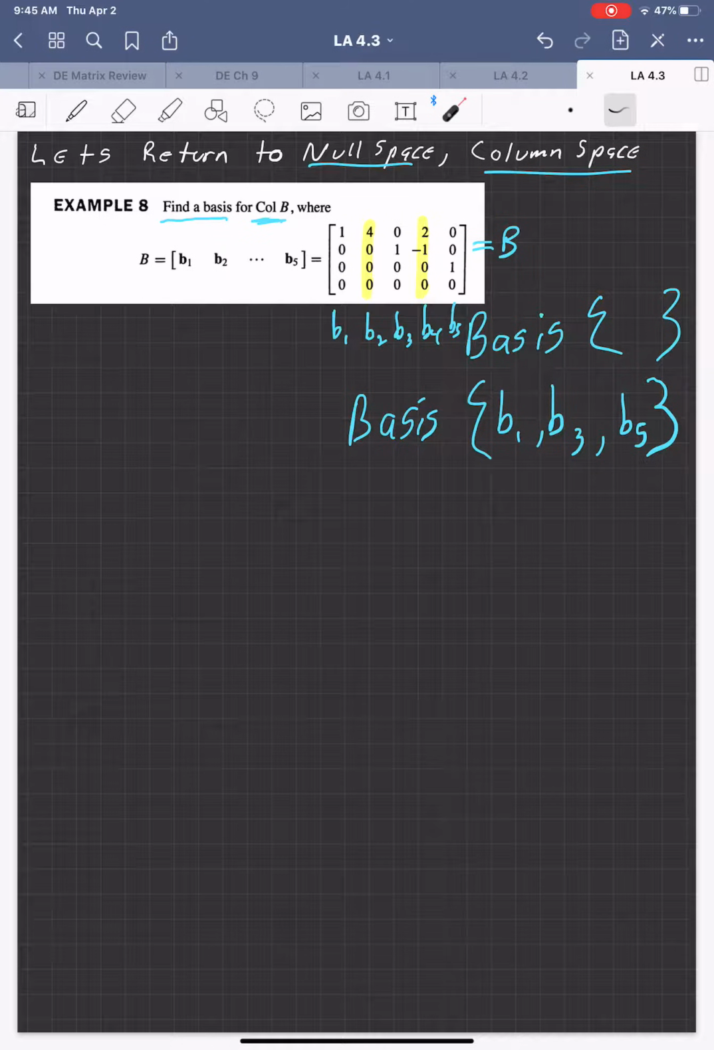All right. Now, I hope that makes sense about the free variables because, look, B sub 2 is equal to 4 B sub 1, right? These multiples contribute nothing to the span here.